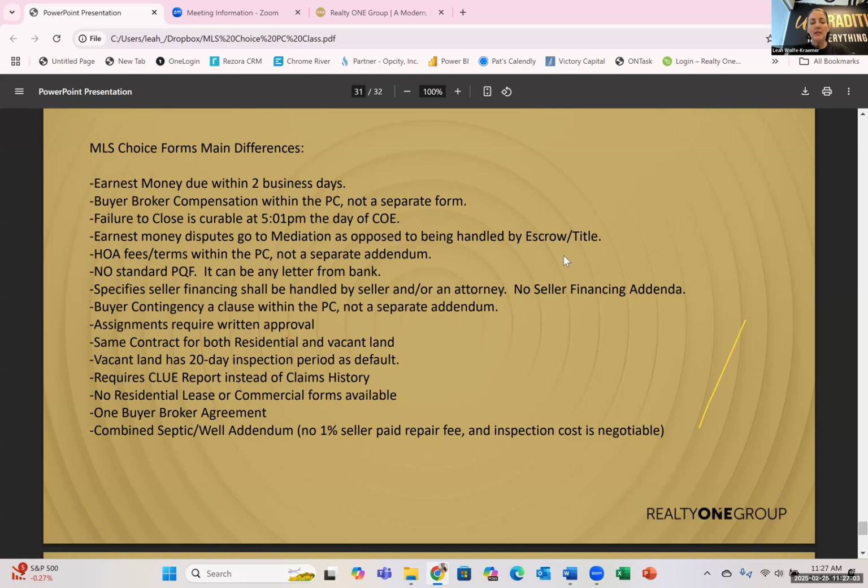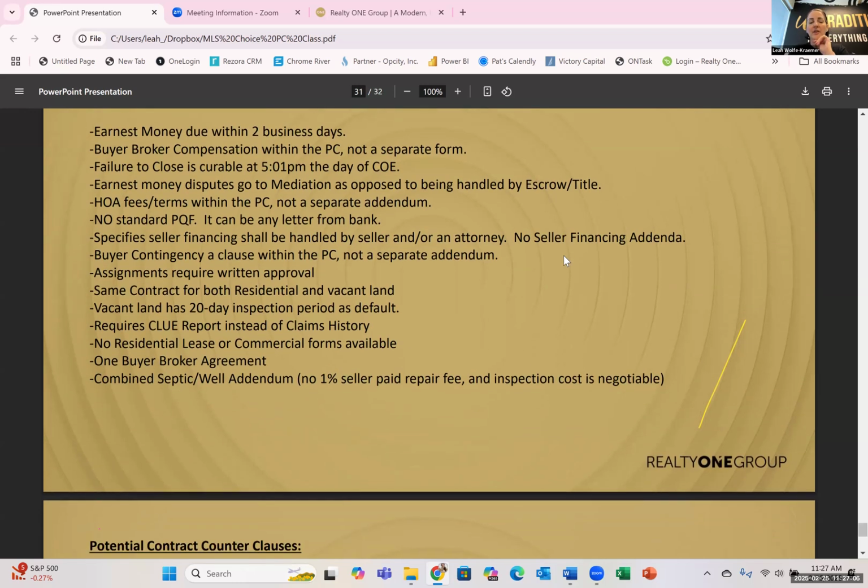So the way that this is written, and I apologize, I don't think I hit on this. There's no 1% seller paid repair fee. So on the AAR on-site wastewater addendum, for any of you who have worked with septic, the default language, and of course it's modifiable, but the default language is that if there are any issues with the septic system, the seller shall pay up to 1% of the purchase price to make the repairs to the system. That language does not exist on this particular addendum. So if that is something that you, representing a buyer, would want to make sure is incorporated, just make sure that you add that to your additional terms.